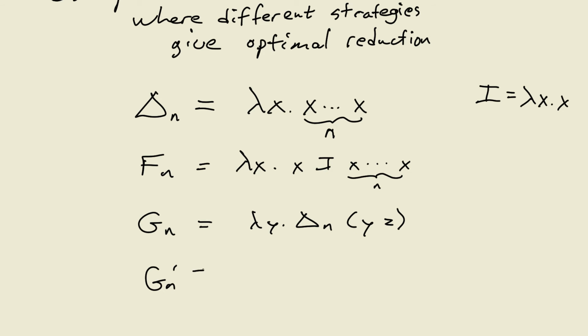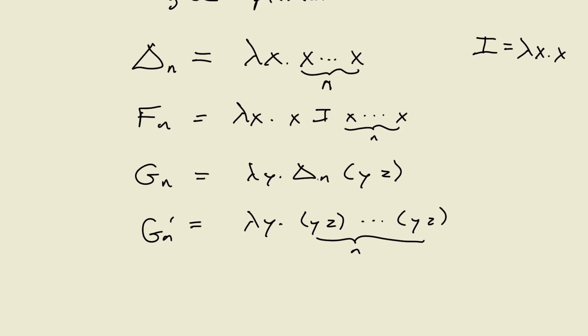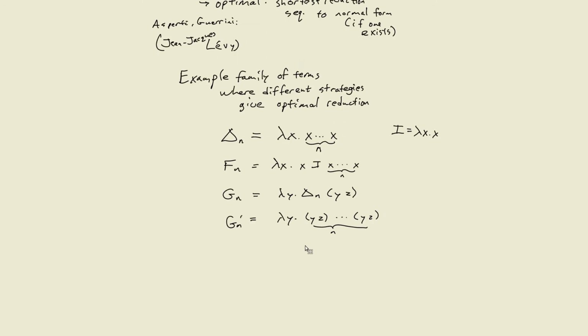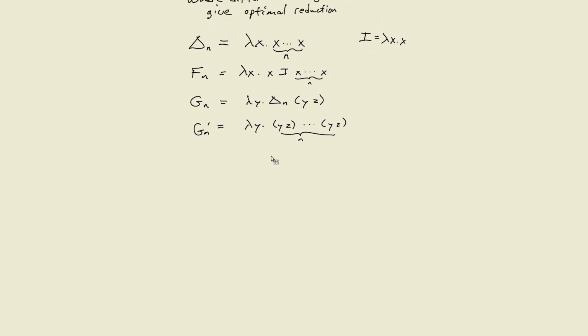And then G n prime is lambda y, and it is basically just the one-step beta reduct of G n. So you just duplicate y z n times. Okay, so these are some preliminary definitions that we need, and then maybe I'll shrink them a little bit so I can try to fit the example.